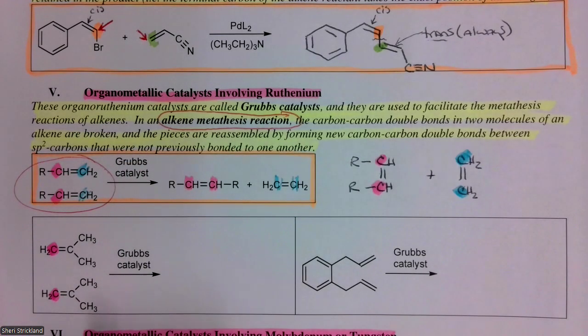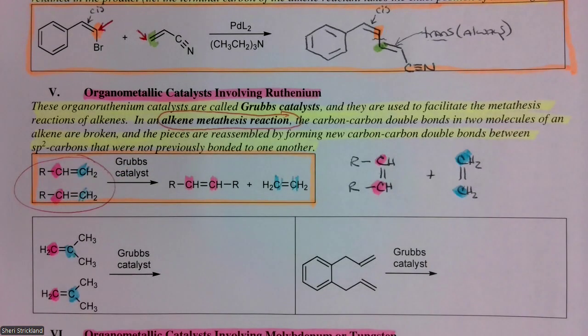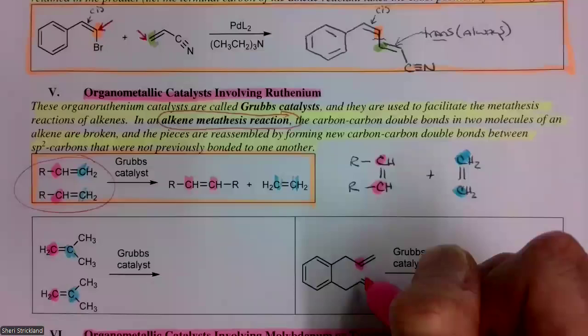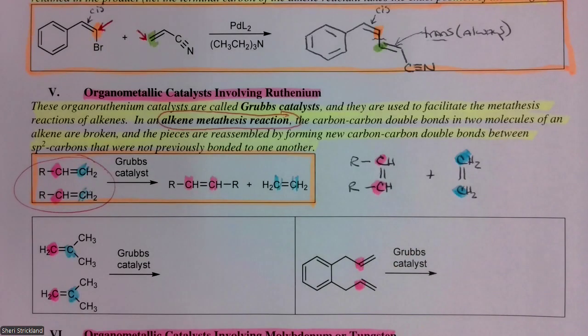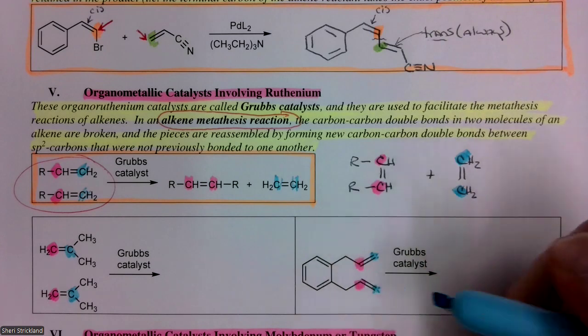So if we line them up identically, this is an intermolecular reaction because the alkenes are in two different molecules. You can see that that's going to be different from the one over here. This is an intramolecular reaction, but it's the same kind of thing. It involves two alkenes. It's just that they are both in the same molecule.